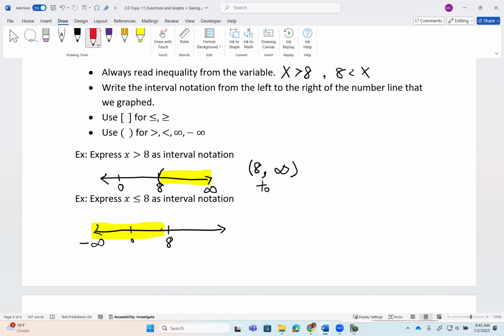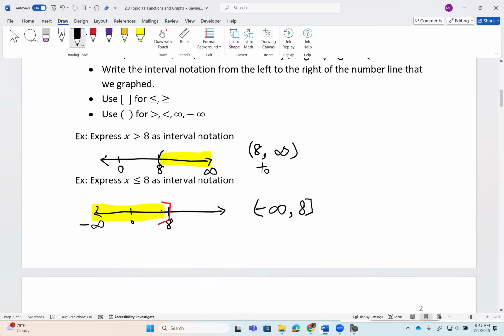All right, so because I have an equal to, that means I will use a bracket this time, which implies 8 is part of my answer. Parenthesis means that 8, in the previous example, was not part of my answer. So when you write interval notation, we write from the small number, from negative infinity. My answers are coming from negative infinity, comma, meaning the word "to," from negative infinity all the way to 8, and using a bracket on 8 to tell the reader that I do include 8 as part of my answer.